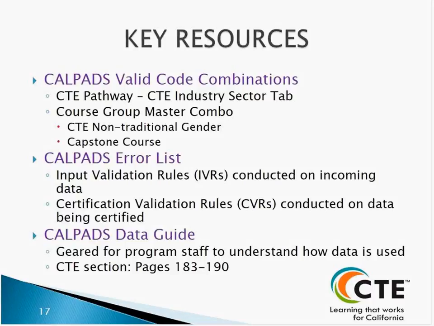CALPADS valid code combinations. This document is basically a big Excel spreadsheet with a bunch of tabs on the bottom. If you go to the tab called the Course Group Master Combo, there's a wealth of information about each of the state course codes. For example, it will say for a particular CTE course whether or not that course is a traditional course for males or females. It'll tell you whether or not the course is a capstone course for a CTE pathway. So the program staff will find a lot of very good information in that particular tab.